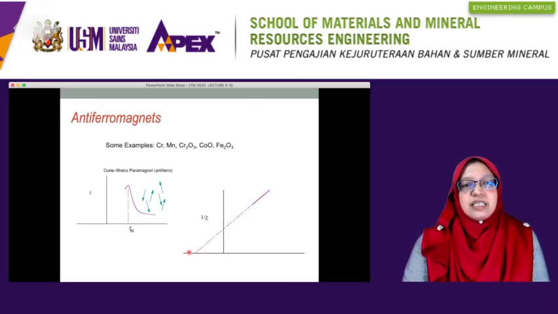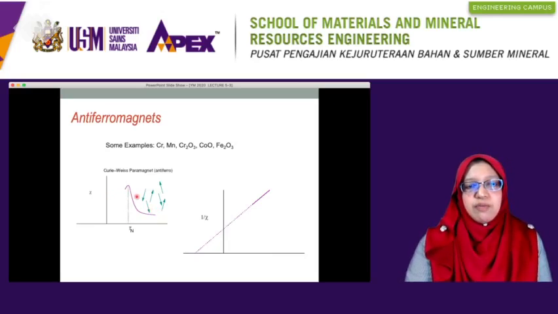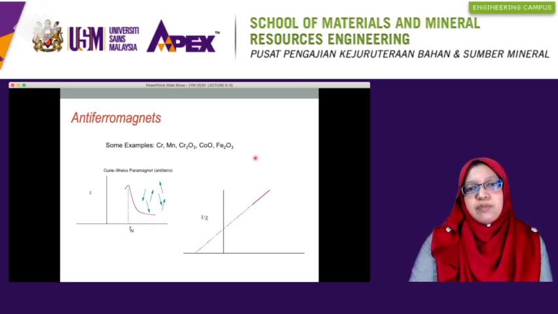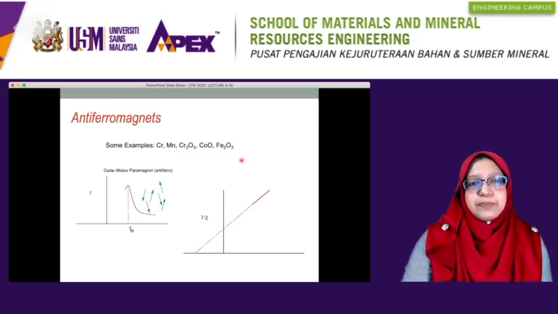And this is the typical curve for antiferromagnets. And lastly, you need to know some examples of antiferromagnetic materials such as chromium, manganese, Cr2O3, cobalt oxide, and Fe2O3.